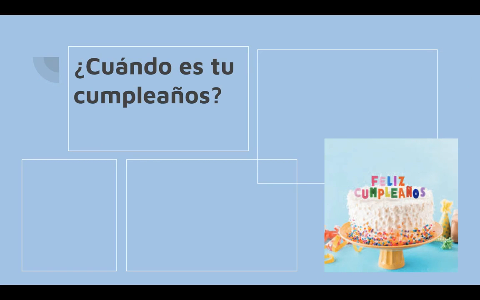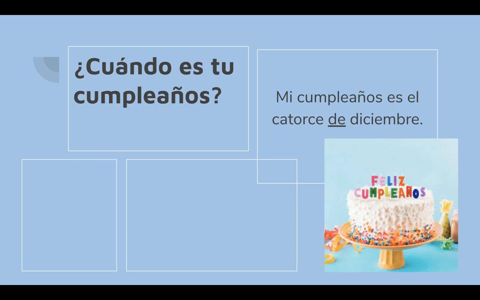And now we're going to work with some questions. The first one is asking, when is your birthday? ¿Cuándo es tu cumpleaños? Notice that cumple kind of looks like the word complete, and años like annual, so year. So when do you complete a year? You complete a year on your birthday.